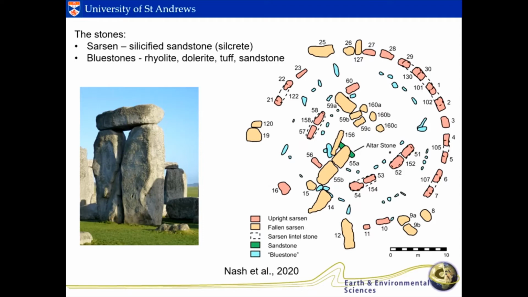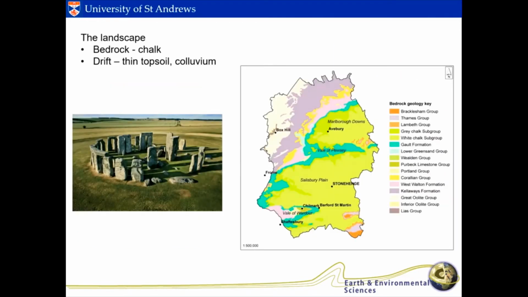And there's been for a long time speculation of where these different materials have come from. And I'll come back to that in some recent papers. This is one by Nash et al. in 2020. But first I want to look in a little bit more detail at some of the landscape around there. So the sarsens, as I say, were these silcrete or siliceous sandstones.